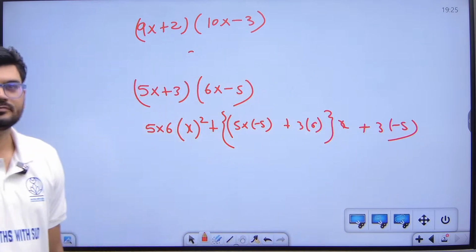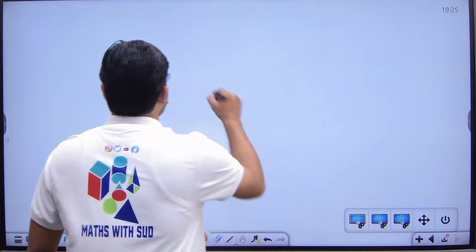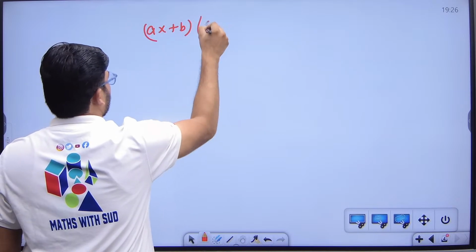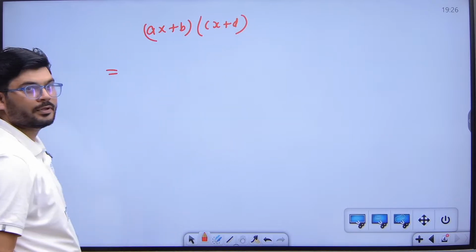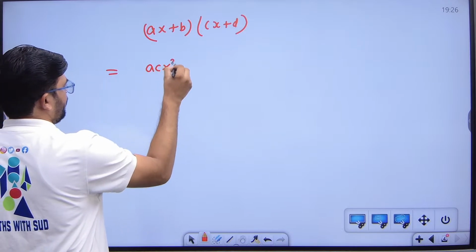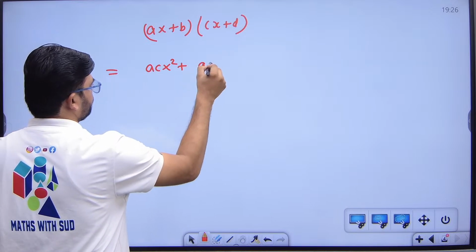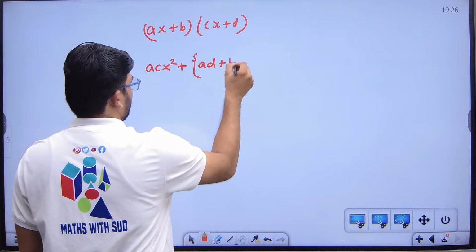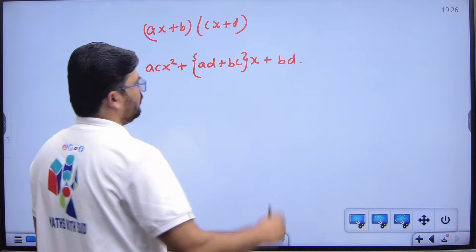I am going back to the general form now. The general form was ax plus b multiplied by cx plus d. Now can you tell me what will come? acx square, very good, plus a into d, bracket ad plus bc, times x, plus bd. Wonderful.